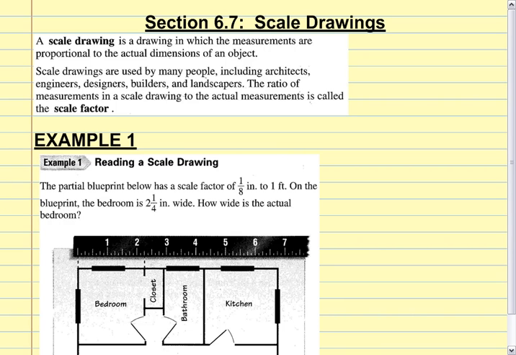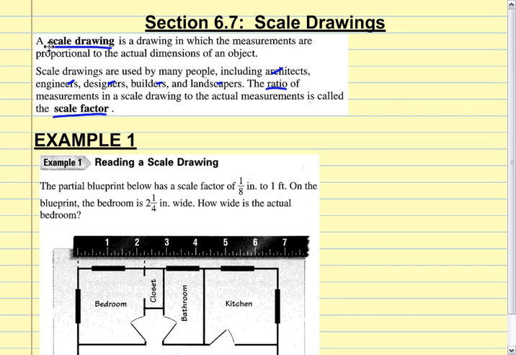Okay, let's look. It says a scale drawing is a drawing in which the measurements are proportional to the actual dimensions of the object. Scale drawings are used by many people, including architects, engineers, designers, builders, landscapers. The ratio of measurements in a scale drawing to the actual measurements is called the scale factor. I write the scale factor as a fraction.